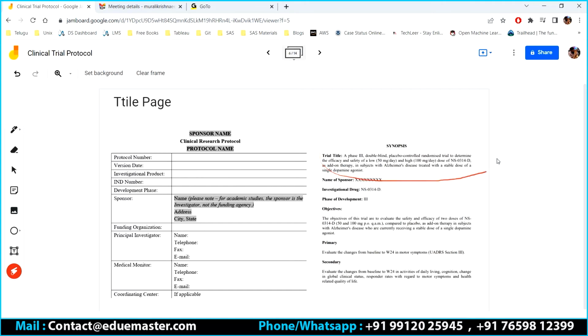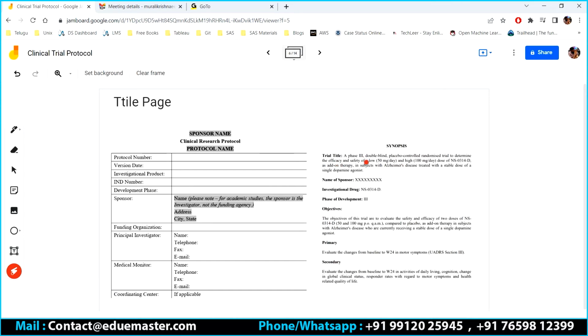Can you see this particular title? A phase 3, because we're starting with the phase 3 development. Double-blinded, placebo-controlled, randomized trial to determine the efficacy and safety of a low and high dose of, this is the drug name, NS0314D as add-on therapy in subjects with Alzheimer's disease. This is Alzheimer's disease treated with a stable dosage of single, what is this? Dopamine, not able to, maybe I need to zoom it.